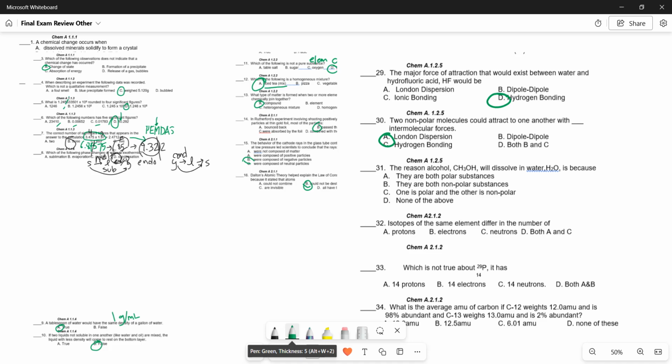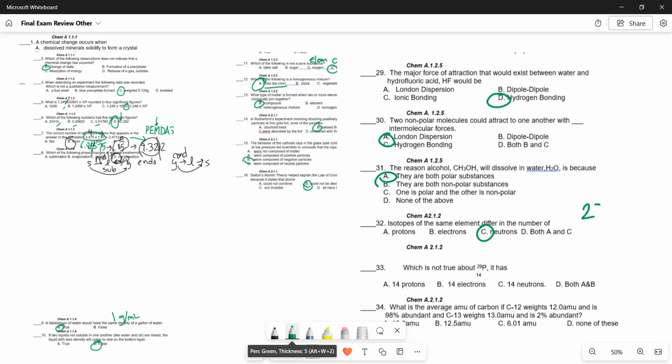31. The reason alcohol, CH3OH, which is methyl alcohol, will dissolve in water is because they happen to both be polar. If you draw the Lewis dot structures of these, you will see they're polar. 32. Isotopes of the same element differ in the number of neutrons. They have to have the same number of protons to be the same element, and electrons just create ions. So they differ by neutrons, which is not true about phosphorus.